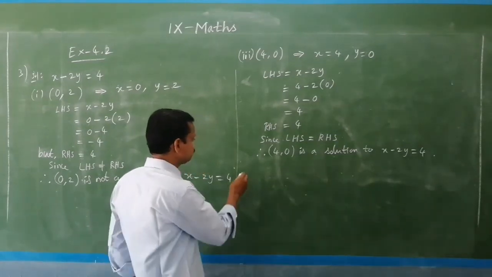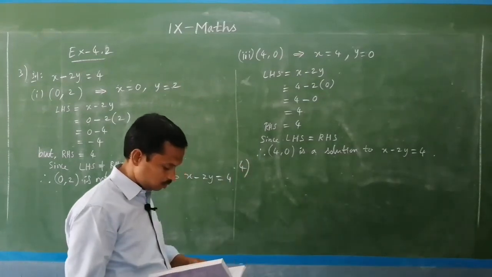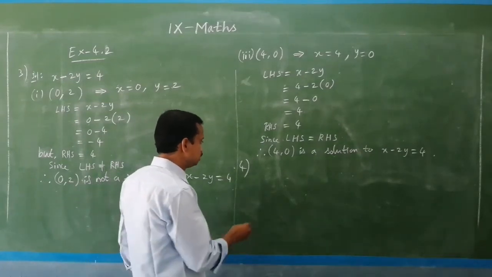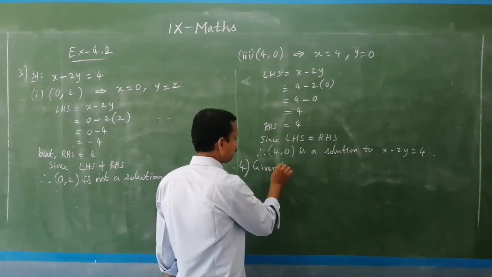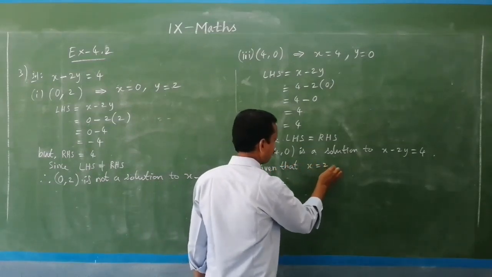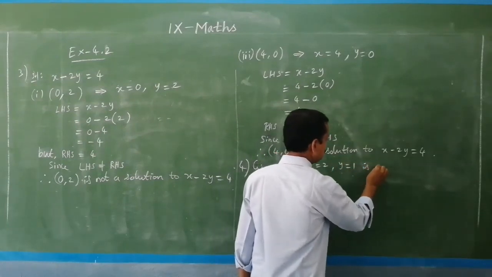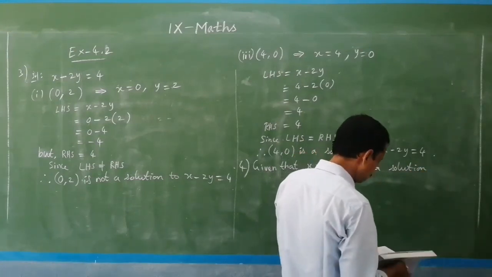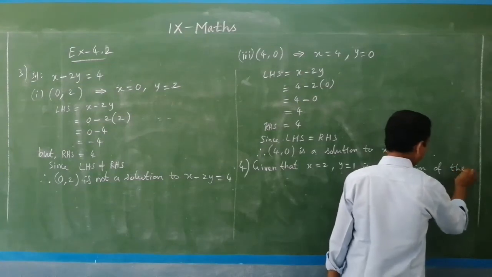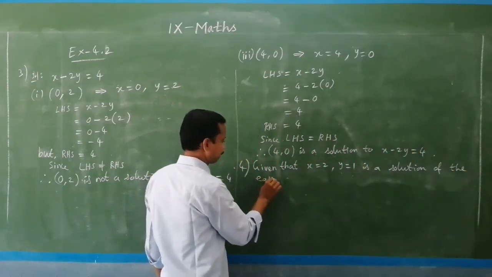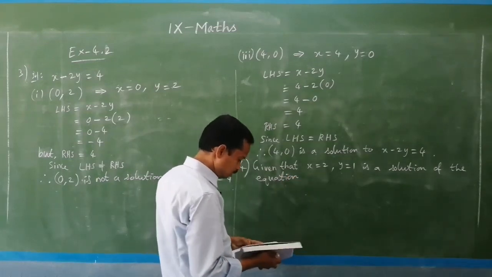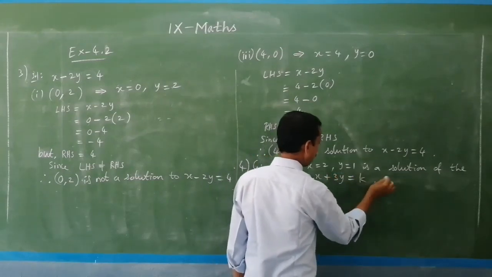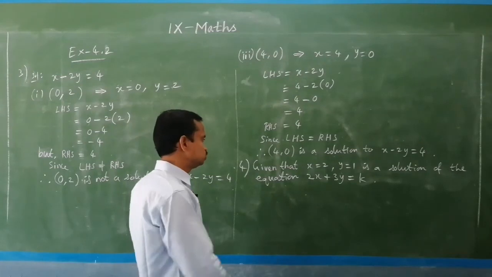And one more sum, fourth sum, find the value of k if x equal to 2, y equal to 1 is a solution of the equation. So, it is given that x equal to 2, y equal to 1 is a solution of the equation 2x plus 3y equal to k. So, this is what is given.